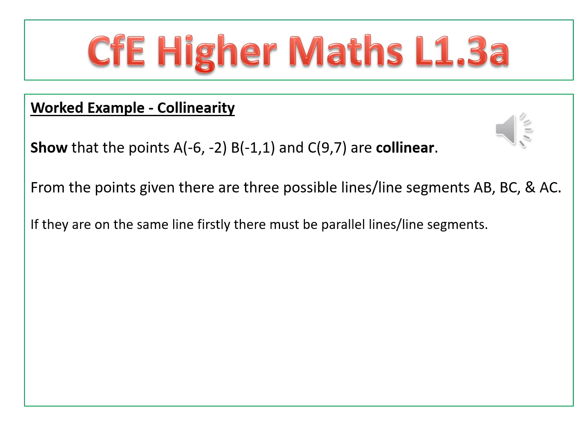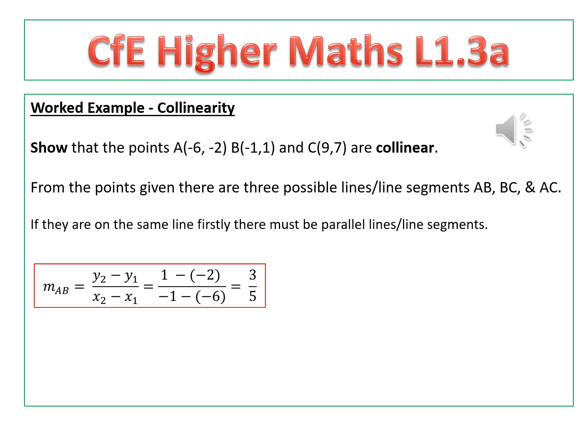Here is a question where we're given 3 points and asked to show that these points are collinear. In other words, they lie on the same line and share common points. From the points given, there are 3 possible line segments that we can see: AB, AC, or BC. Now, first task to do is find the gradient and make sure that for any 2 sets of points that we've got the same gradient.